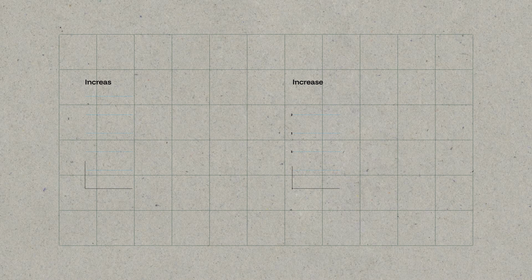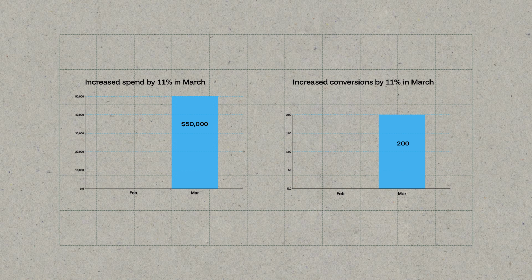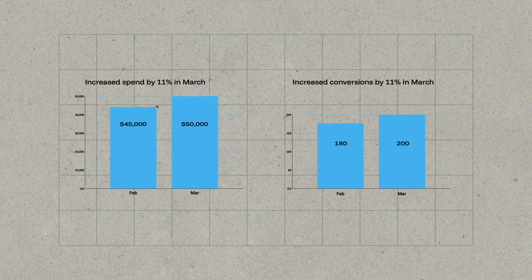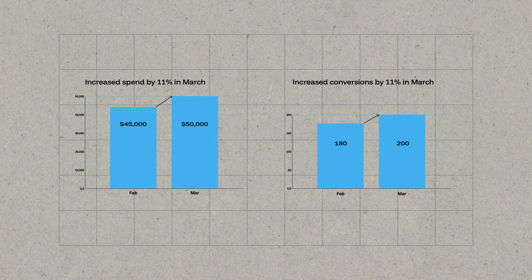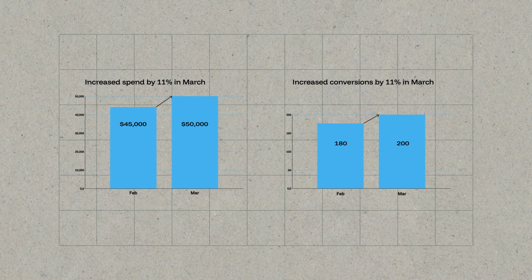Let's say your report shows that last month you spent $50,000 and your ads generated 200 conversions. Is that good or bad? You can't tell. Numbers without context are meaningless. Add context. Last month you spent $50,000 and generated 200 conversions. The month before, $45,000 and 180 conversions. Now you see progress. Spending increased 11%, conversions increased 11%. You maintain efficiency while scaling.